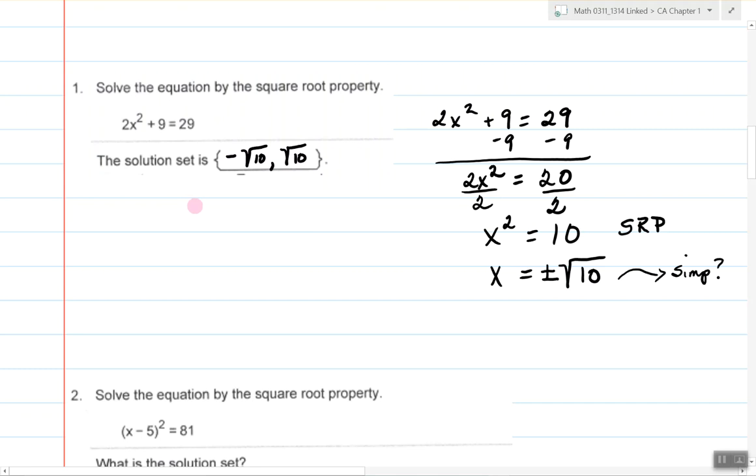You can check under the tools, and if the plus or minus symbol is available, you can select it and then do square root of 10. This is like a compound version of these two answers. All right, let's look at number 2.